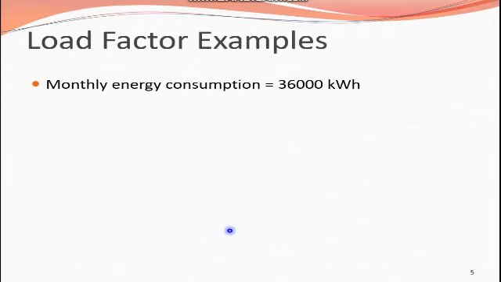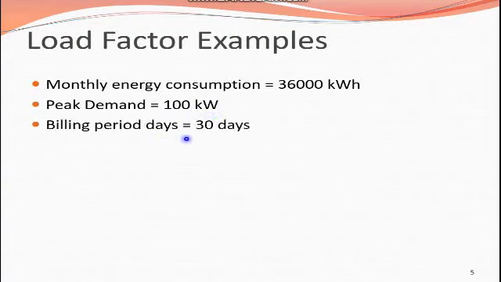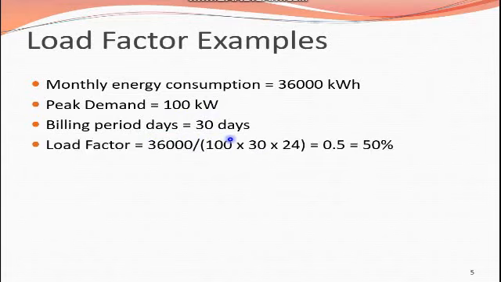For example, we discuss an example about load factor. Monthly average consumption is equal to 36,000 kilowatt hour. Peak demand is 100 kilowatt. Billing period is 30 days. So what we have to calculate here is the load factor. Load factor is equal to average demand divided by maximum demand. Means that we have calculated this amount, and the peak demand is 100. Number of days is 30 into 24, the number of hours in a day, and the result is equal to 0.5.